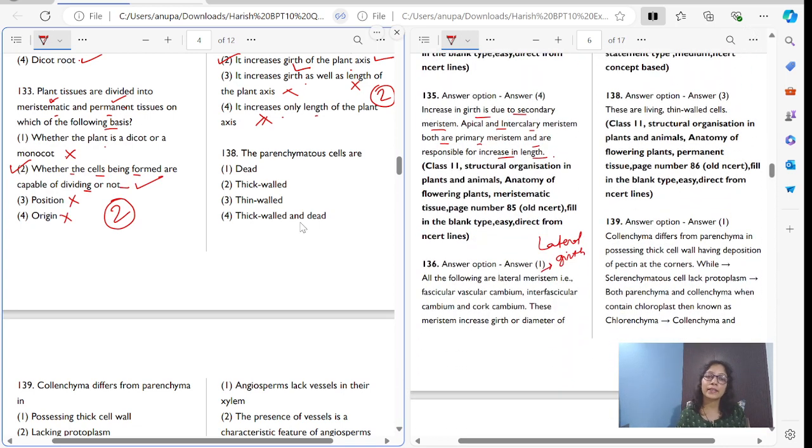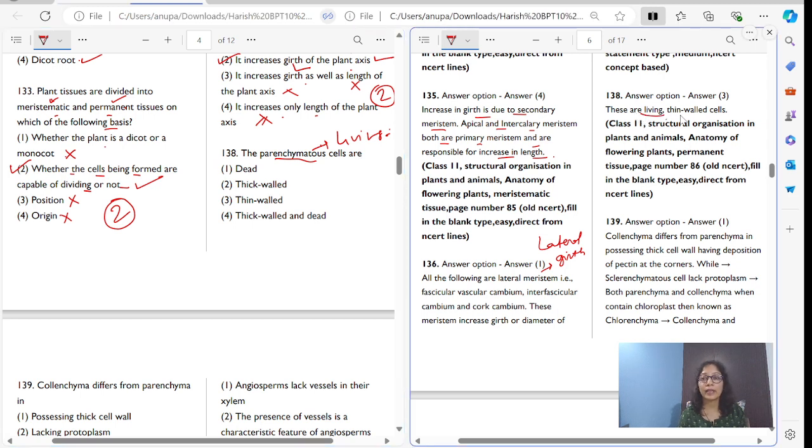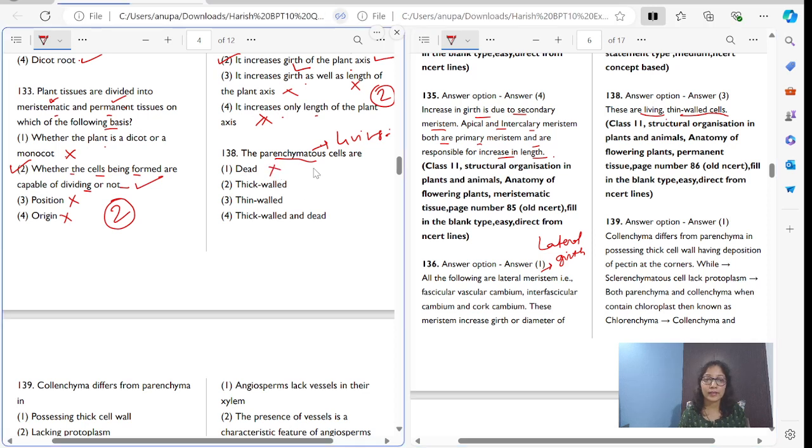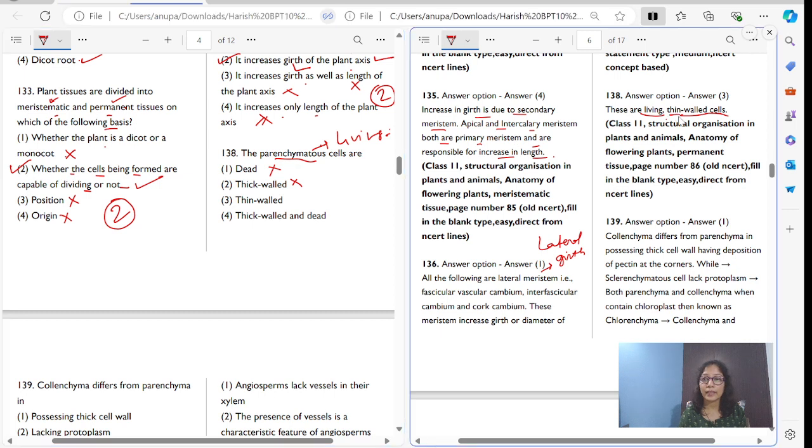The question number 138 states that the parenchymatous cells are, and the options are dead, thick-walled, thin-walled, thick-walled and dead. So we know that the parenchymatous cells are living cells. They are living cells and they are also thin-walled. They are living as well as thin-walled cells. So the first option is wrong. They are not dead.